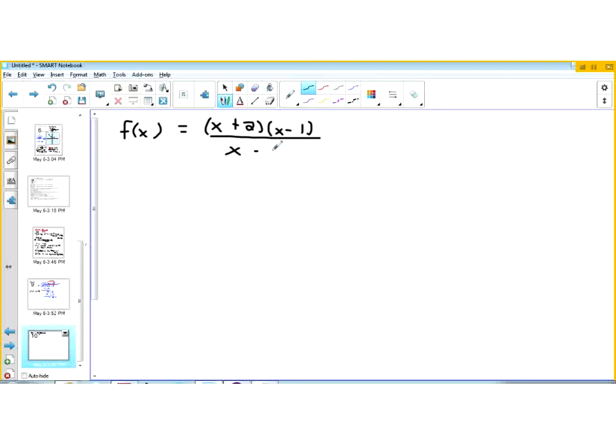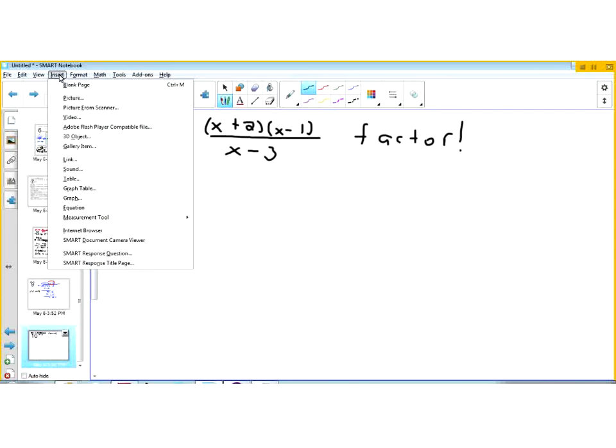So in doing step 6, you have to factor completely the numerator and the denominator. That's the first thing you want to do, factor. All right? Okay, then the next thing you want to do is you want to build a table.